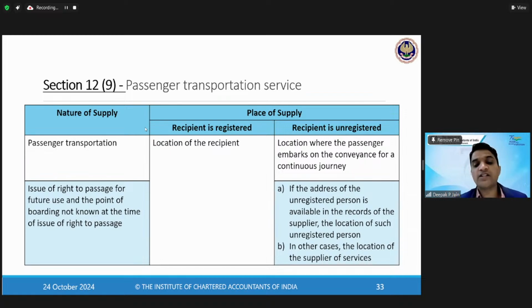Does it affect location wise? No, it doesn't affect, because in case of 12.9, the place of supply is the location of recipient. And if it is to an unregistered person, then where you board, embark on the conveyance, where you get into that flight, where you get into that bus, or if it's a train, where you get into that train, that is the place of supply. So it depends on where you are boarding the conveyance.